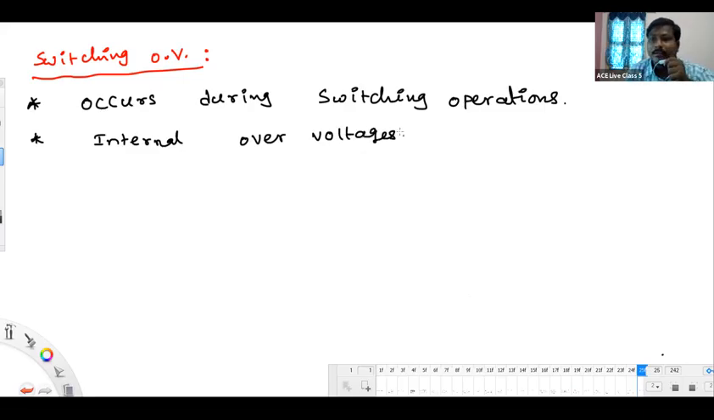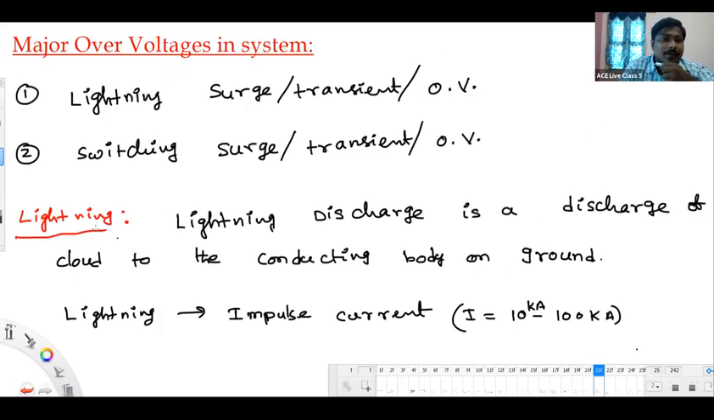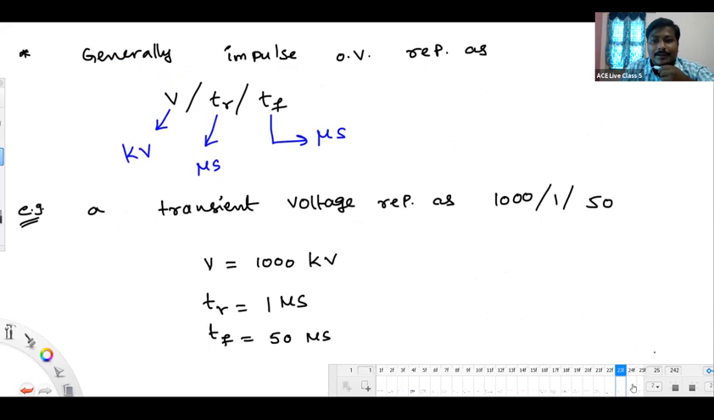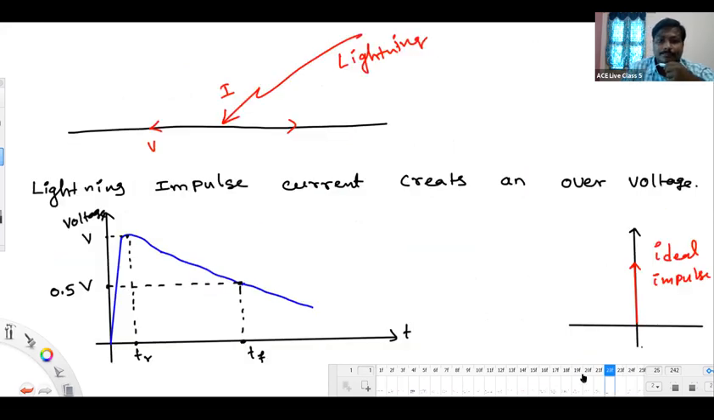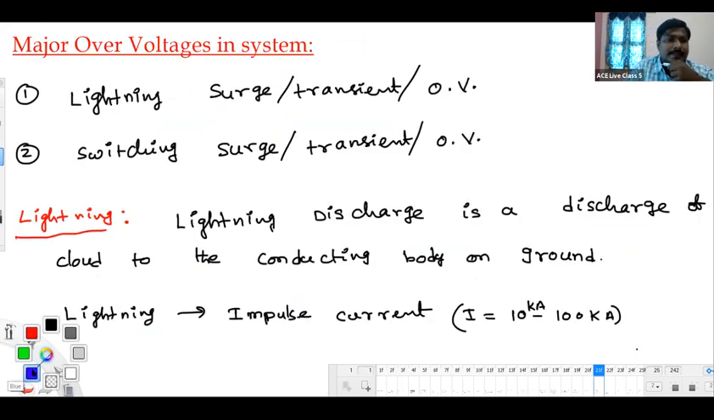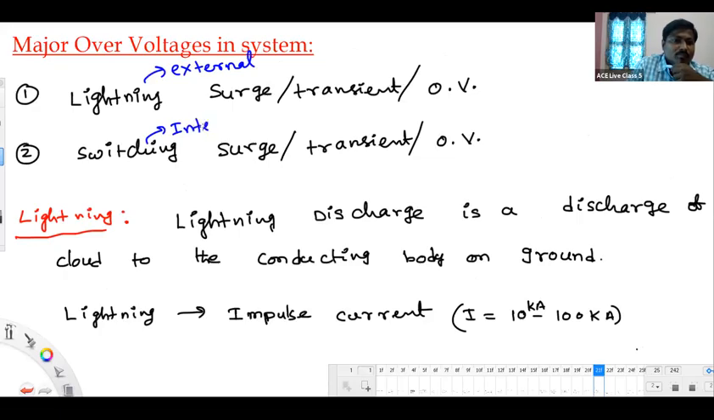But what about lightning? It's coming from space, from another body. From external, we are getting the over voltage. So lightning over voltage can also be called external over voltage. I'll write it here: lightning can be called external, and switching can be called internal.